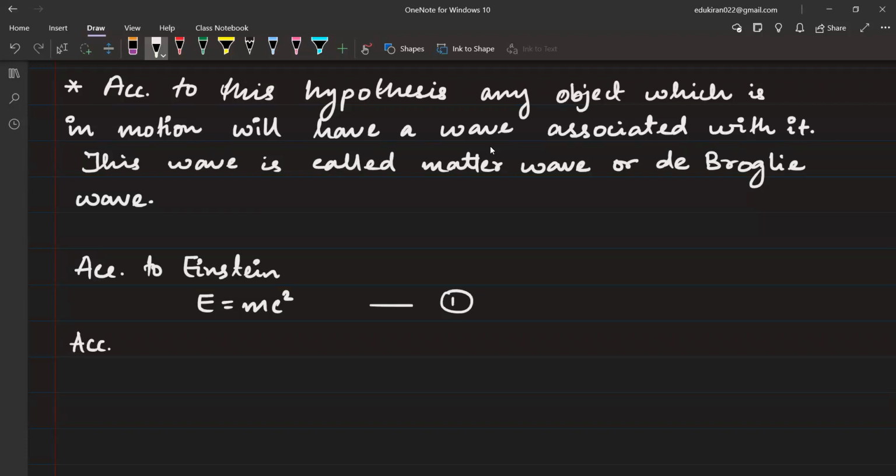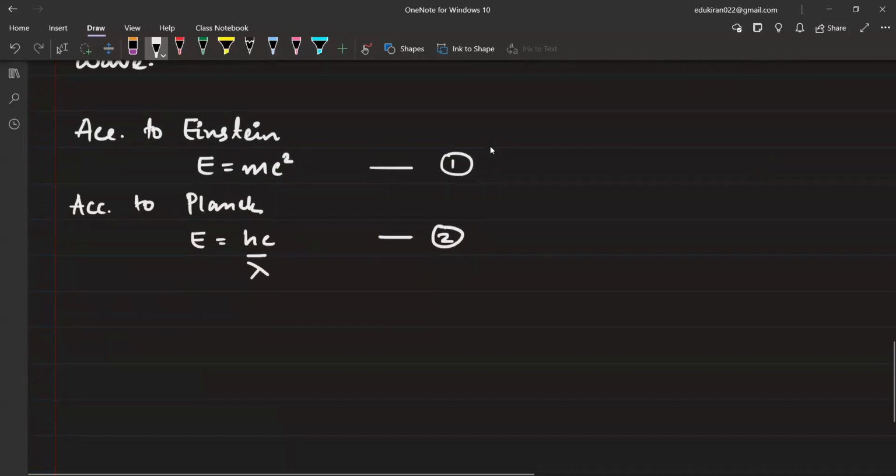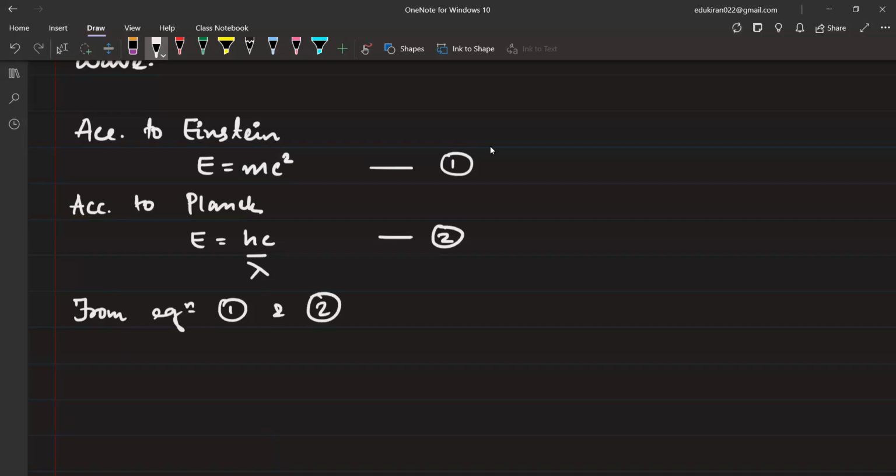And according to Planck, in the 11th standard, we saw that E is equal to hc upon lambda. This is my equation 2. So de Broglie came, he did not do anything. He just said that equation 1 is equal to equation 2 because both of them are giving energy. So from equation 1 and 2, you can prove hc upon lambda will be equal to m into c square.